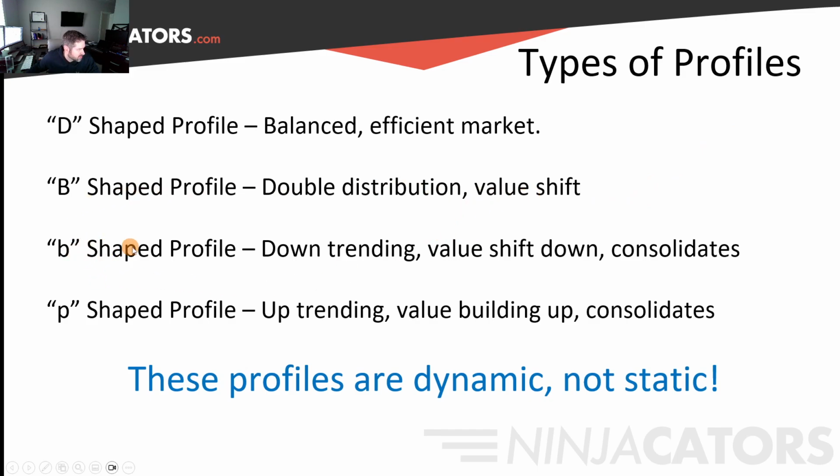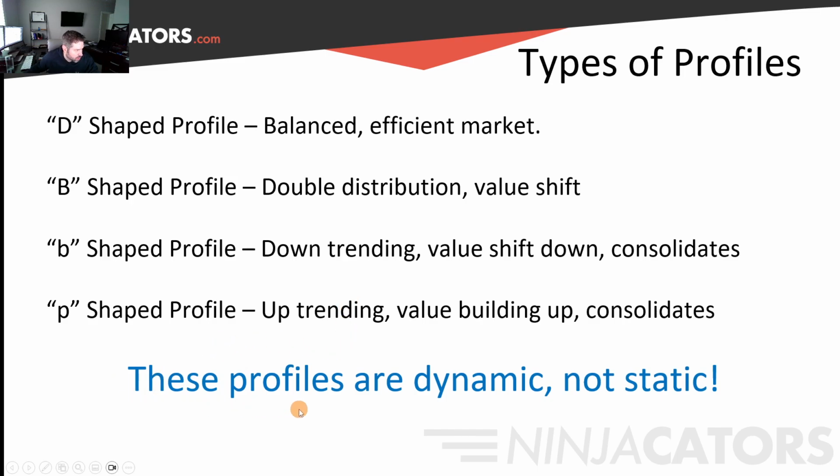And you got your lowercase b. And again, just to cover, these are the textbook definitions of these, and I'll show you these, and I'll show you a couple of anomalies on top of this as well that fall outside of these definitions. But your typical lowercase b shaped profile is your downtrending profile. Value is shifting down and then consolidating, right? And then your P shaped profile is an uptrending profile. That value is shifting upwards and then consolidating.